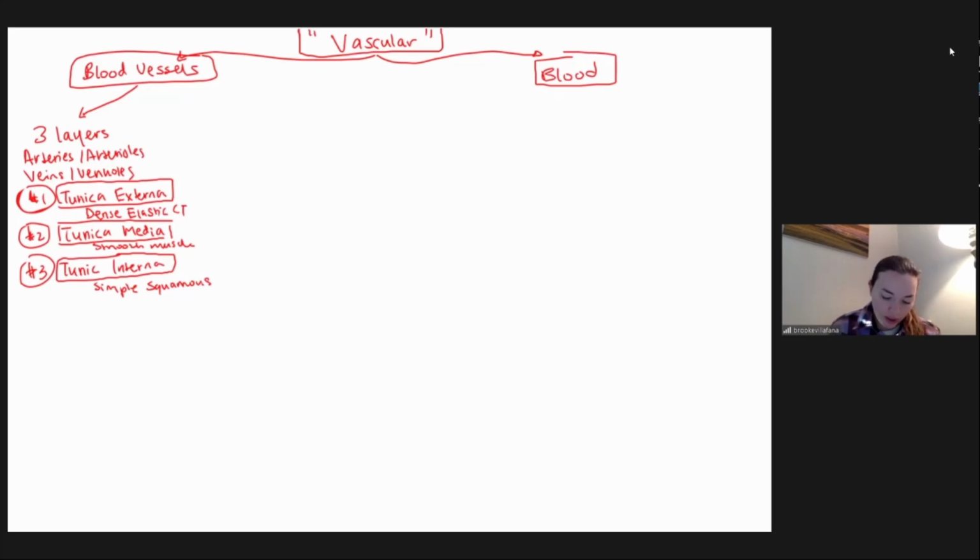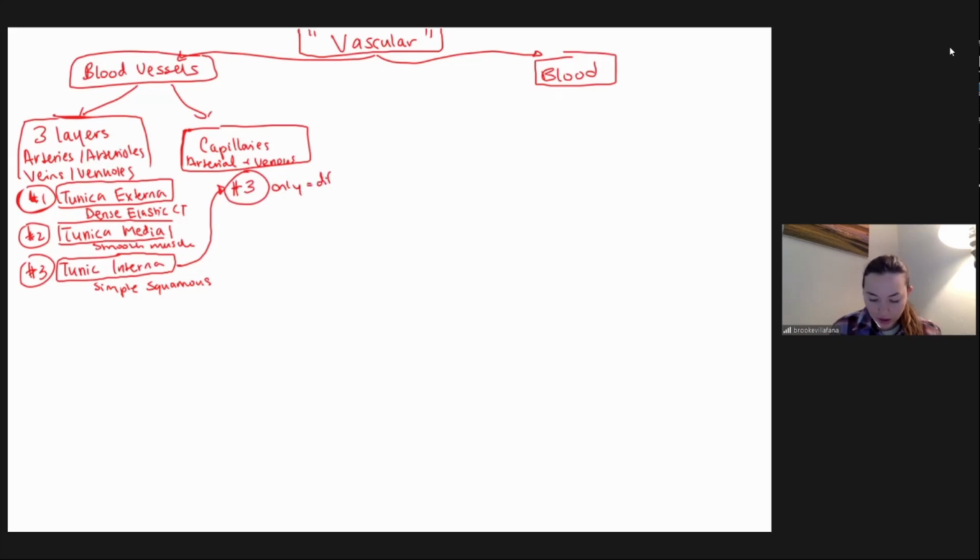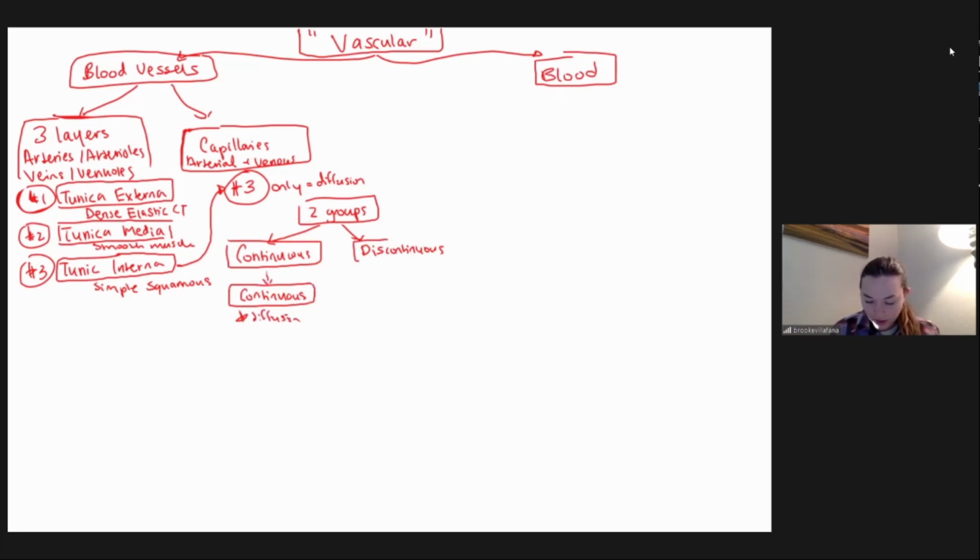And then we talked about how when we're looking at just capillaries, and remember, this would be both arterial capillaries and venous capillaries, those have just the tunica interna only. So we'll put number 3 only. That's because tunica interna is the only one that allows for diffusion, right? And then we talked about the fact that capillaries have 3 kinds and 2 groups. We had continuous, which is the one that has no gaps, and then discontinuous. Continuous, having no gaps, had just one subtype, which was continuous, and this is the one that allows for diffusion. And then discontinuous had 2 types, which were fenestrated and sinusoid.